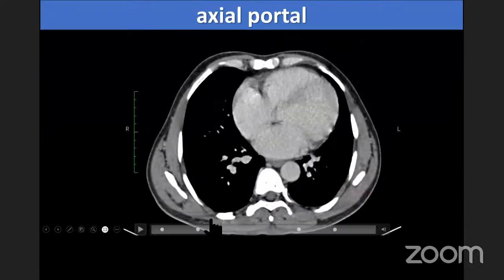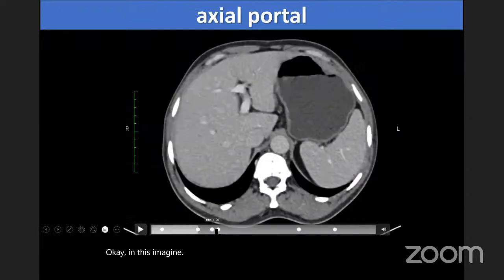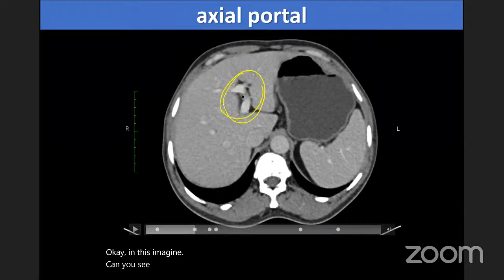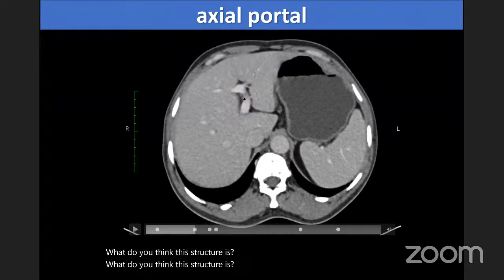Okay, in this image only. Can you see this area? What do you think this structure is? Yes, it is porta hepatis.